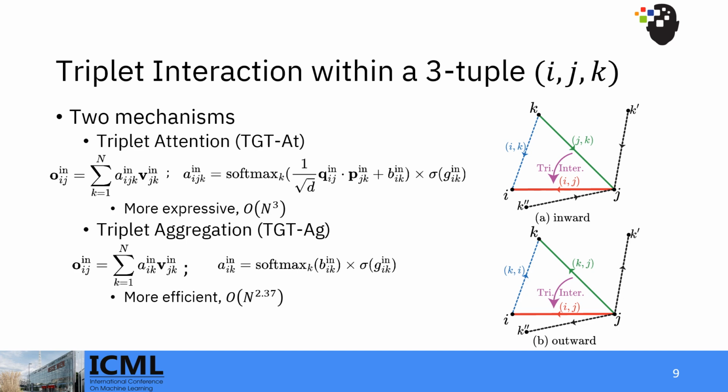O(N cubed). Our second mechanism is triplet aggregation, or TGT-AG. This is a more efficient alternative that sacrifices some expressivity for speed. The key difference here is that we remove the dependence on the junction node J in the weight calculation. This allows us to use tensor multiplication, reducing the computational complexity to approximately O(N to the 2.37).